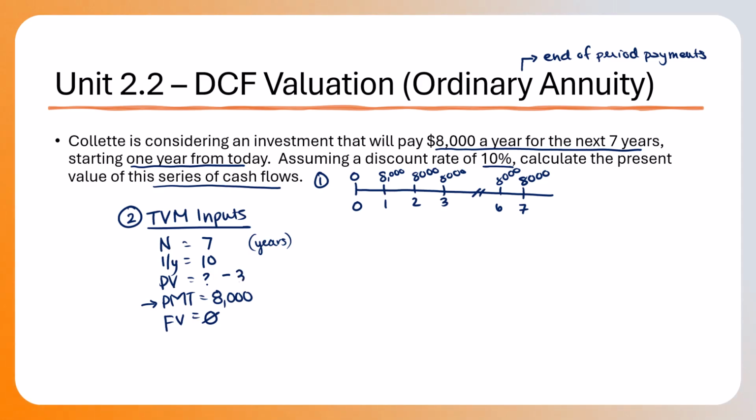That's the story. That's why that came out to be a negative number. That would be a cash outflow for her. She would be purchasing this particular investment, and then she would be receiving positive cash inflows from that.